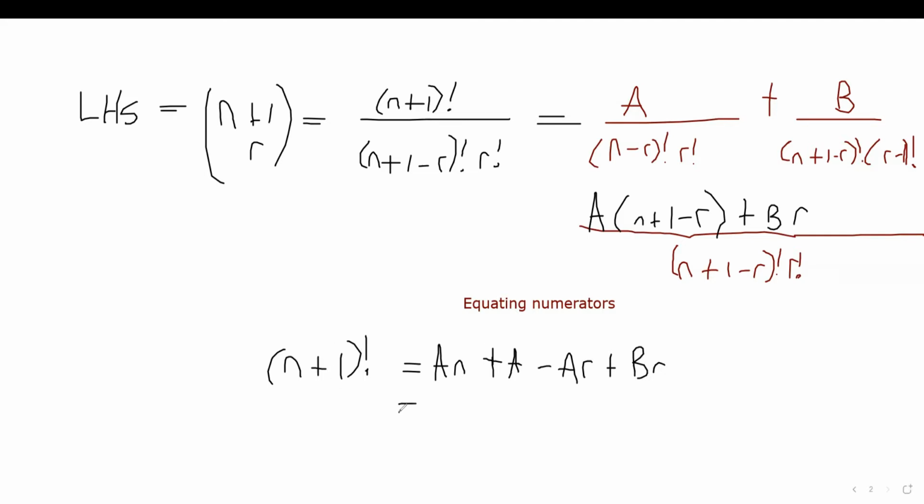Now on this side, I notice what I can do is factor out my a terms. Factor out my a from this part right here, I have a times n plus 1. And then I have minus r times, this looks like b minus a. And I need to find out what is a and what is b.